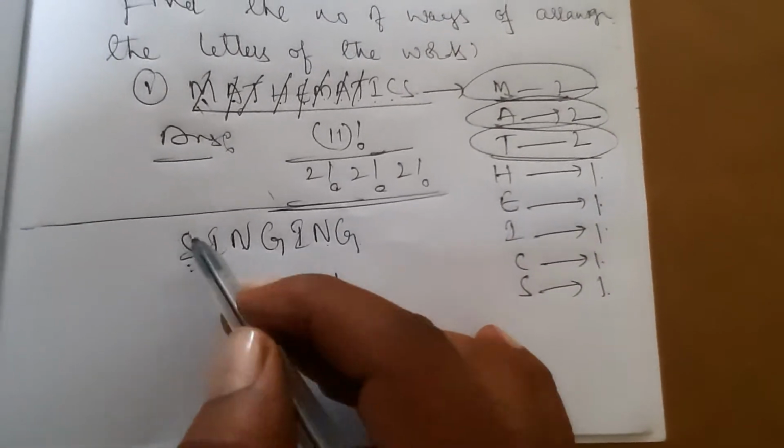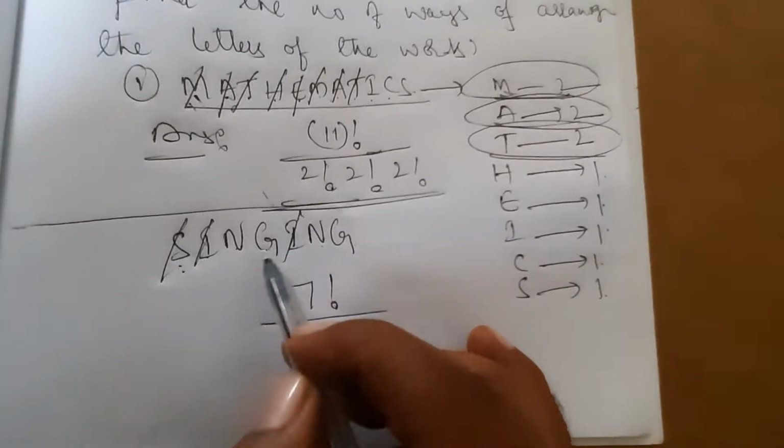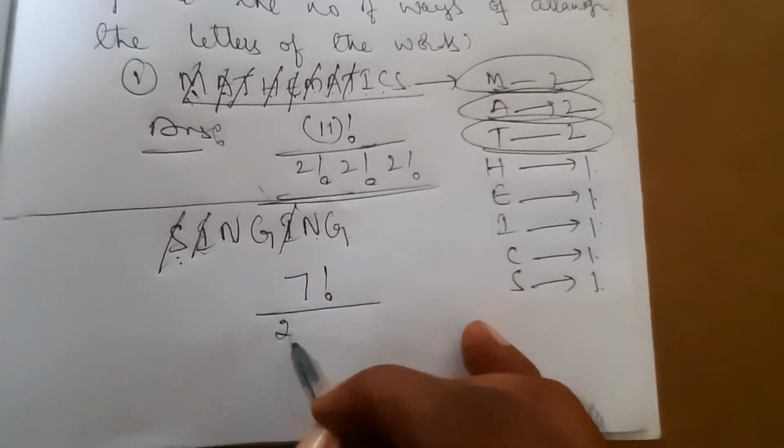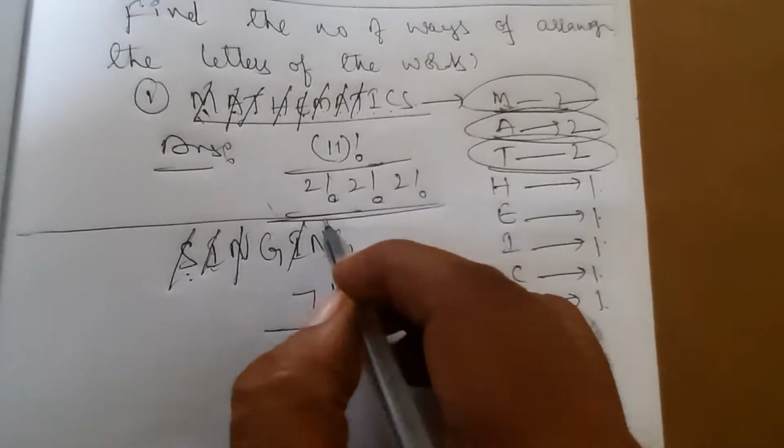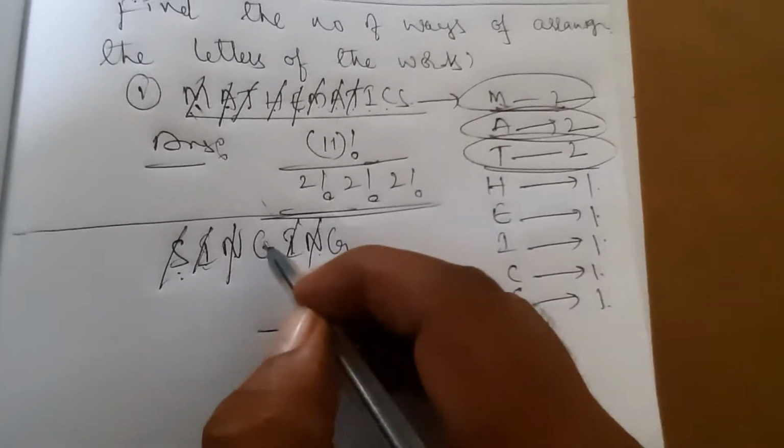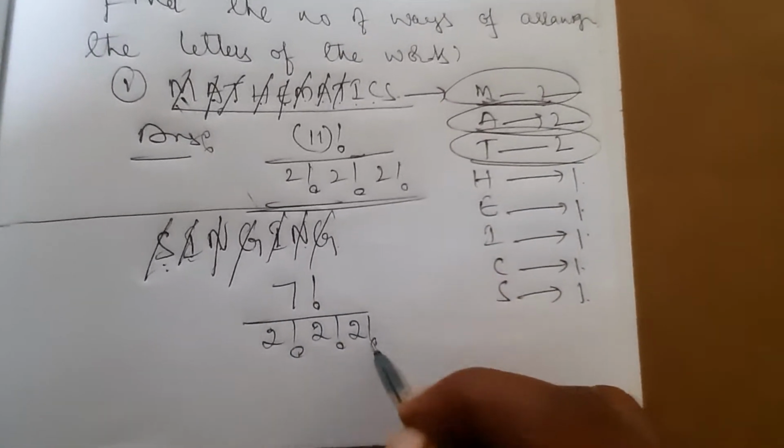S, 1 time, not required. I, how many times did it come? 2 times, so 2 factorial here. N came 2 times, so 2 factorial. G came 2 times, 2 factorial. That's it.